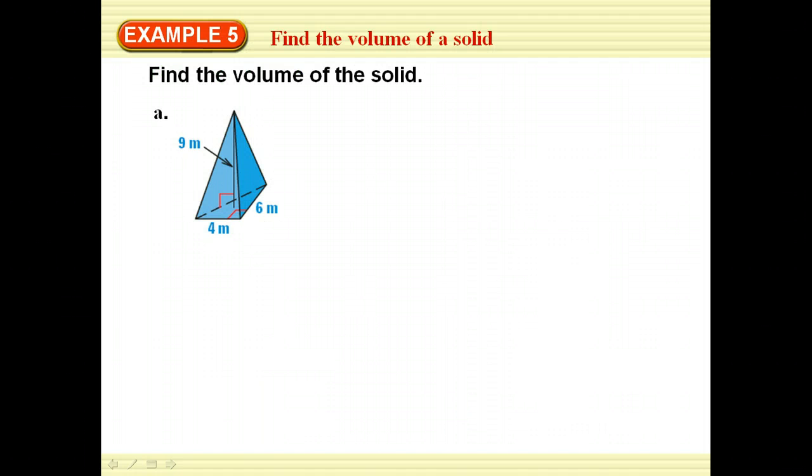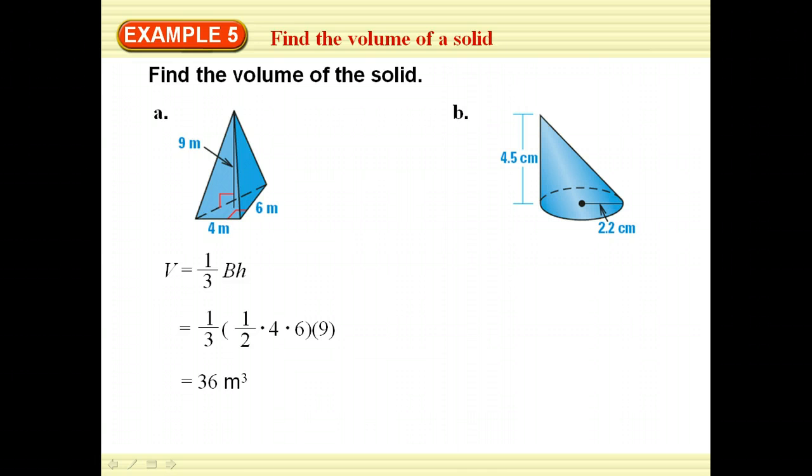So finding the volume of this one, we're going to do 1/3 times the area of the base times the height. Since the base is a right triangle, we have 1/3 times 1/2 base times height, so 1/3 times 1/2 times the actual base of the triangle, and then that gives us 36 meters cubed.